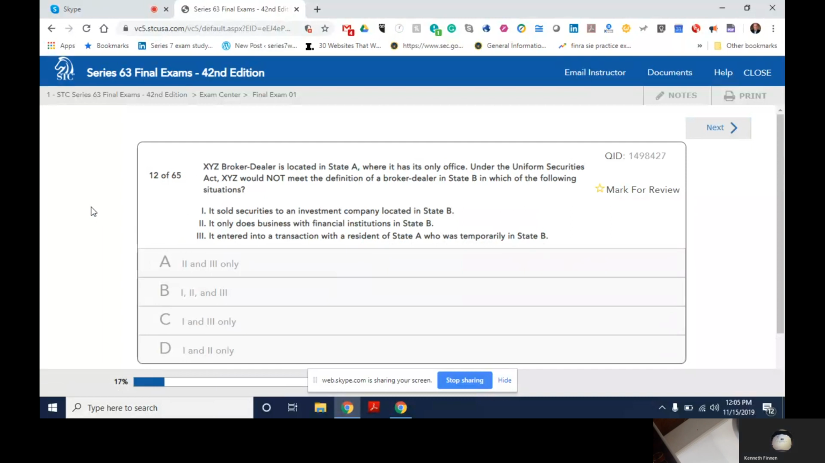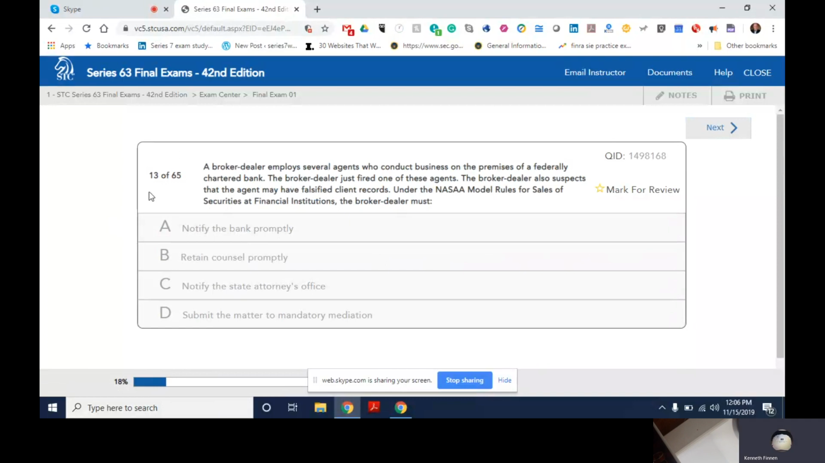It sold securities to an investment company in B. That's not, because there's no office, it's institutional. It only does business with financial institutions. Boom, they're not. So that's 2. It enters a transaction with a resident of state A who is temporarily in B, temporary residency. I would say all 3. They don't have to register. Let's hope I'm not wrong.